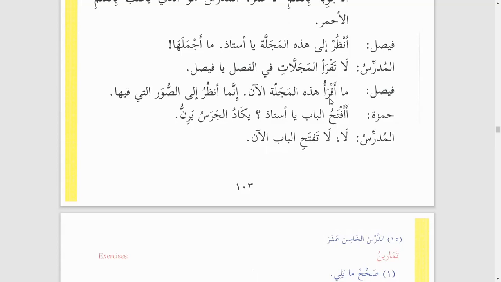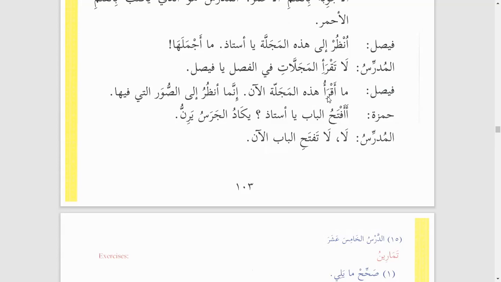Okay. ما أقرأ هذه مجلة الآن. No, so is it kasra or fatha? Majalla. It is Majalla. Maf'ul bihi, right, Ustad? Maf'ul bihi, yeah. Okay, so هذه المجلة. مجلة.